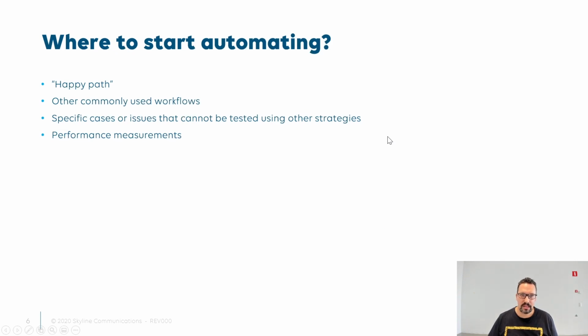So a common question is, where do we start with automating? Well, in the first place, you want to automate the happy path. This is the workflow that you want your user to follow without special settings, just the workflow as it's designed. Why do you want to automate this first? Because you want to always keep that working. So you want to regression test that.